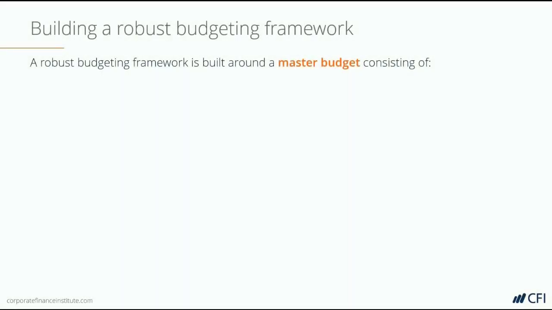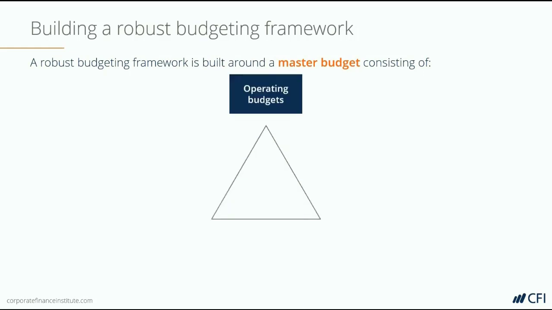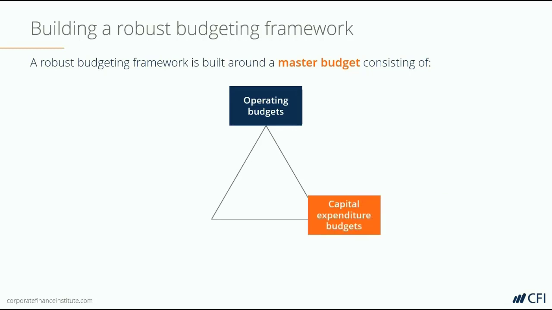Alright, let's talk about the concept of a master budget. A master budget consists of three components. The first is the operating budget. This is the type of budget that most people are familiar with. It's like the income statement of the company. It forecasts revenues and operating expenses, etc., but to have a complete budgeting process, that's not enough.